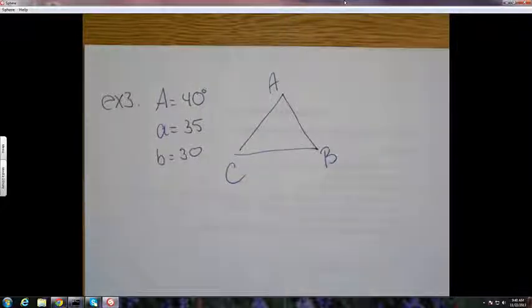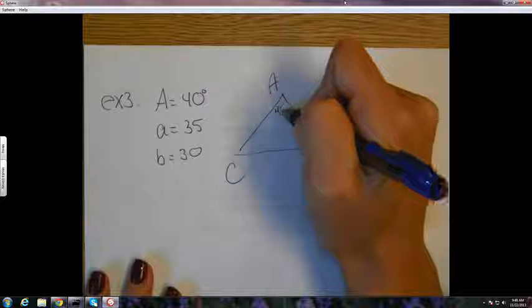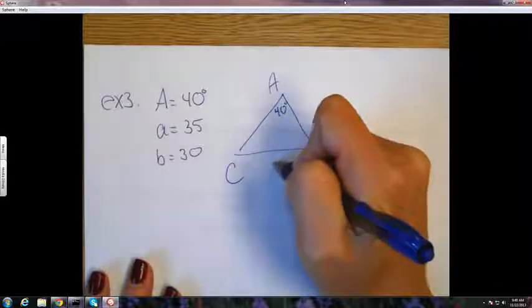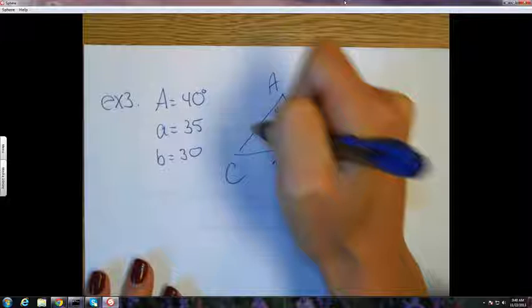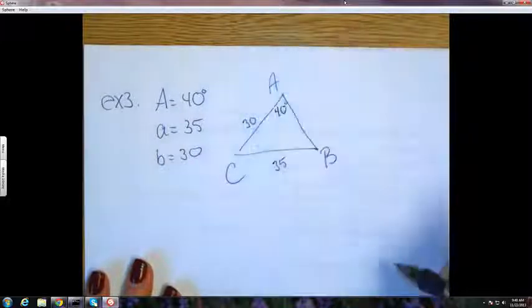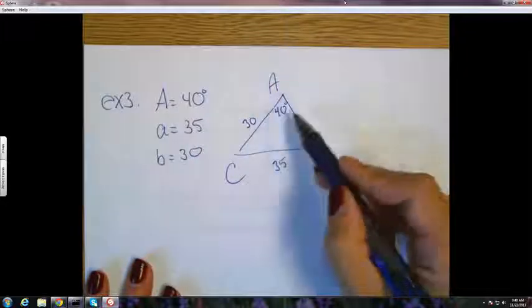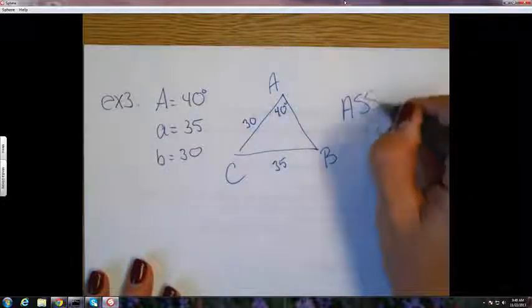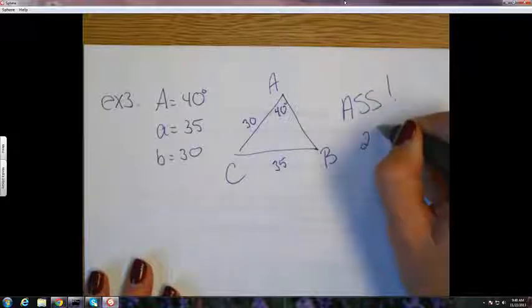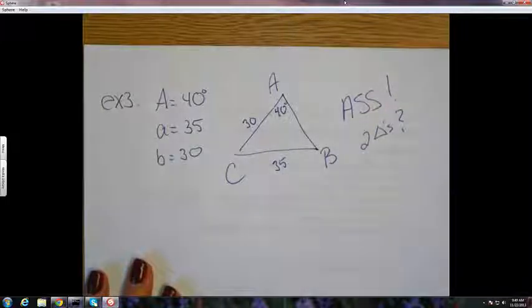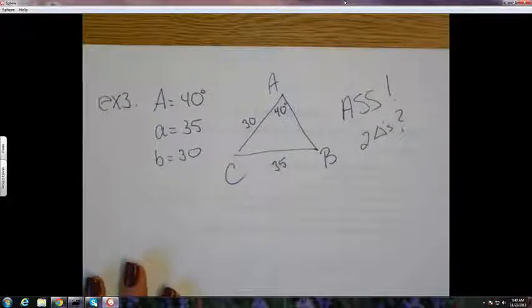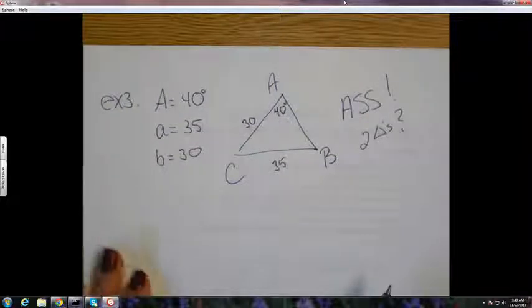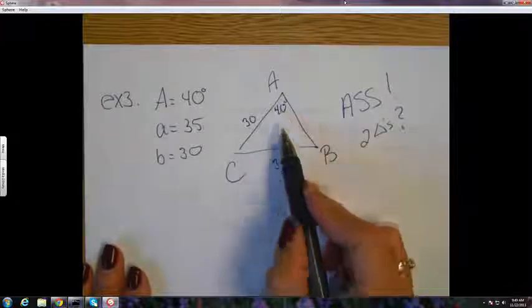Okay, label it up. A is 40. Little a 35. Little b 30. Pay attention to the three parts. Angle, side, side. That tells you to check for a second triangle. And it's right when you find your first angle, that's where you check for the second triangle. So you start solving like you know what you're doing. So the side and the angle make a proportion.